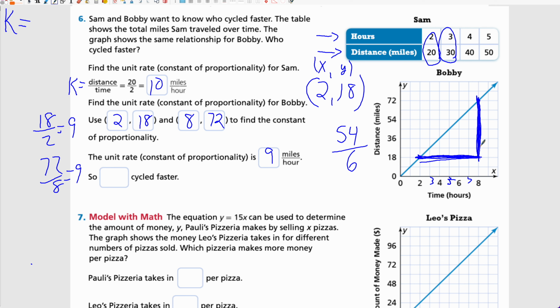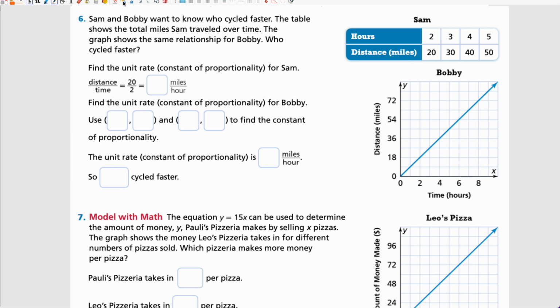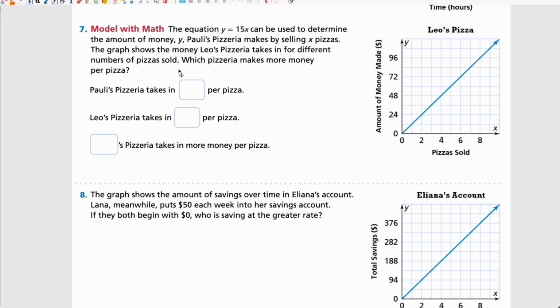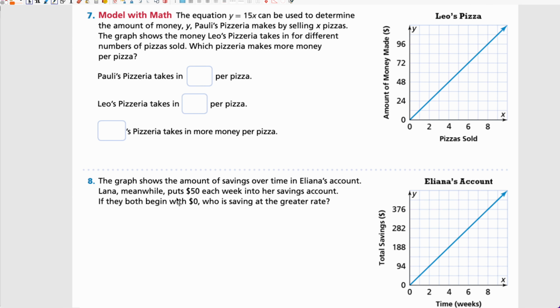You with me? Okay, so who cycled faster? Sam. Sam went faster because he went 10 miles an hour and Bobby was only going 9 miles an hour. All right. Any questions on that first one? Okay, that one was pretty straightforward, I think. So let's move the page a little bit. Okay, number 7.